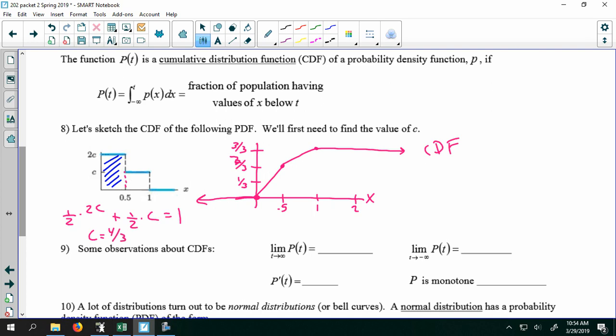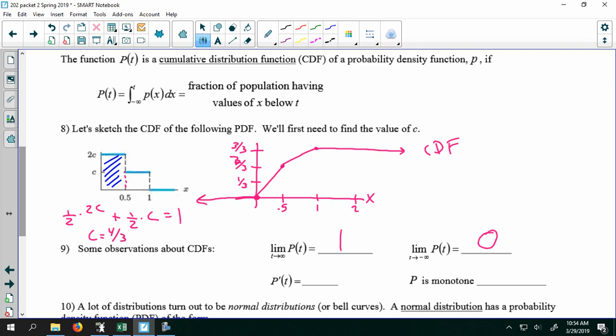Okay, so some observations we can make about CDFs from this picture. What is the limit as t goes to infinity of this CDF? 1. That is always true about a cumulative density function. Because eventually, everybody satisfies, everybody's between the age requirements, right? All right, what is the limit as t goes to negative infinity of P of t? 0.